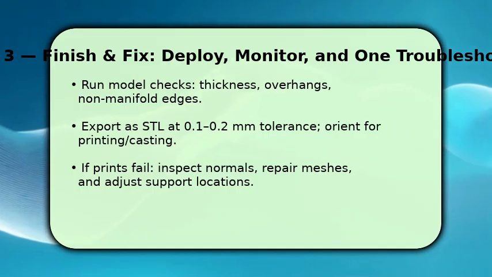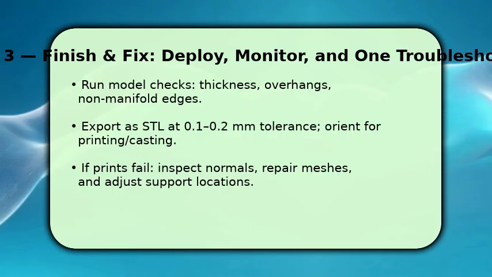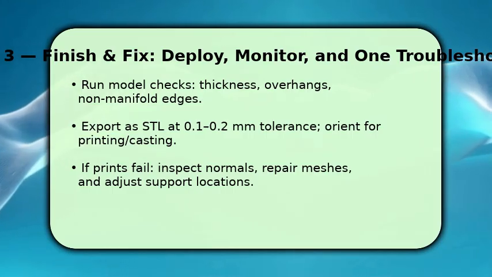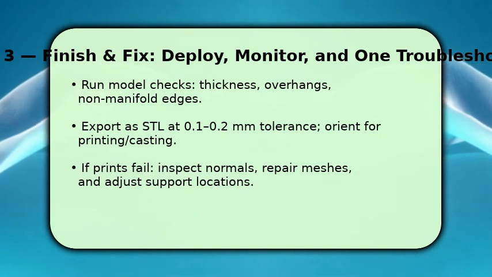Once exported, preview slices to confirm overhangs and support needs. If something goes wrong, like failed prints or holes, inspect mesh integrity, run an automated repair, and reevaluate support placement. Minor scaling tweaks or increasing wall thickness by 0.1 to 0.3 mm often resolve errors. Finally, save iterations with clear file names.